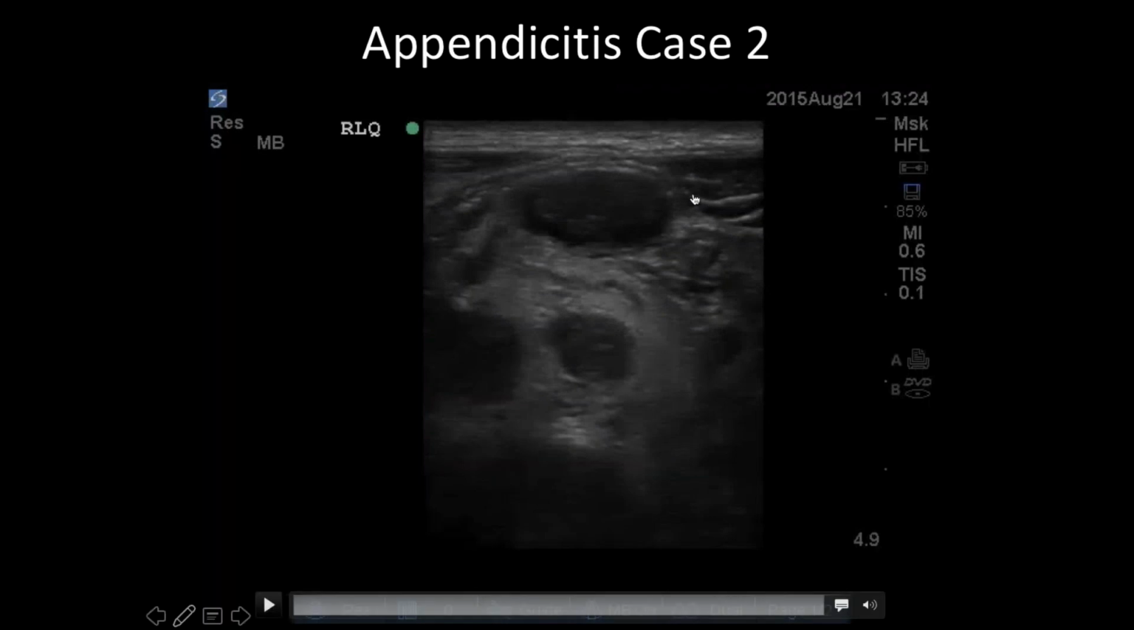This is another one that's more obvious, and I put this here because I want to highlight a very important secondary feature. This is periappendiceal inflammation all around here.